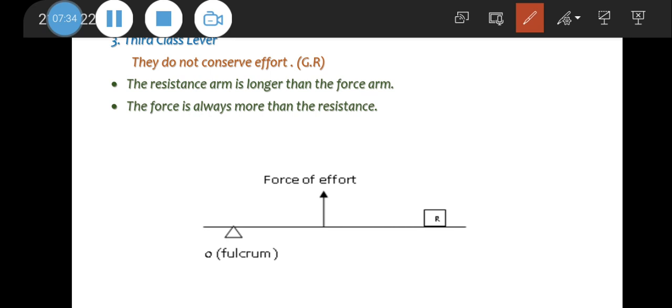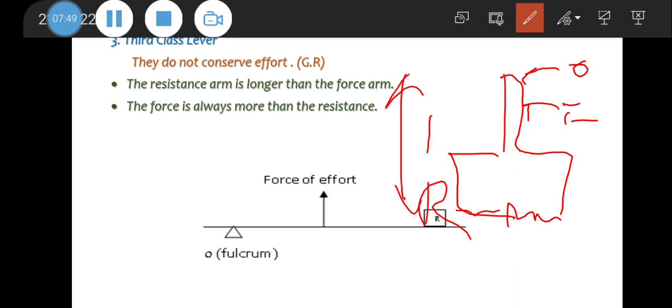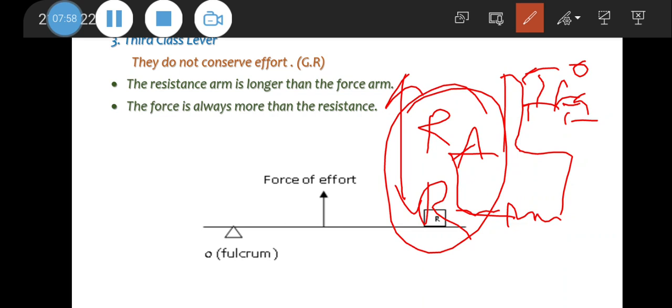We have an example for a third class lever, like the manual probe. Here this is the fulcrum, this is the effort force, and this is the resistance force. This distance is the resistance arm, and this is the force arm, so it has a long distance. The force arm is less than the resistance arm, so it does not conserve effort. Why? Because the force arm is shorter than the resistance arm, so the resistance force is less than the effort force, so it does not conserve any effort.